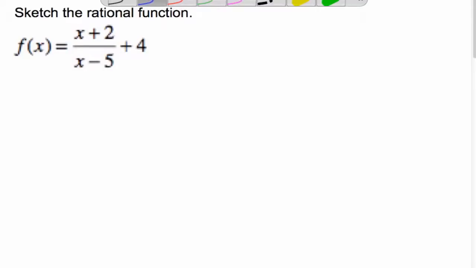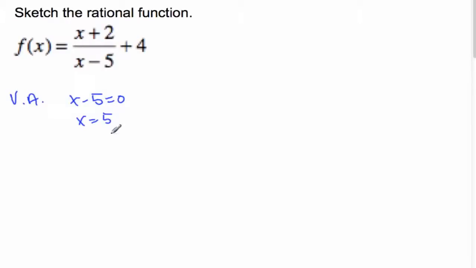All right, everyone. Today we are going to sketch a rational function. And we know that rational functions deal typically with asymptotes. And so if we're going to look for, let's say, vertical asymptotes first, I want to consider the bottom of my fraction. I want the bottom of my fraction to equal 0, because I know it's not allowed to be 0, and so I end up with a vertical asymptote at x equal to 5.